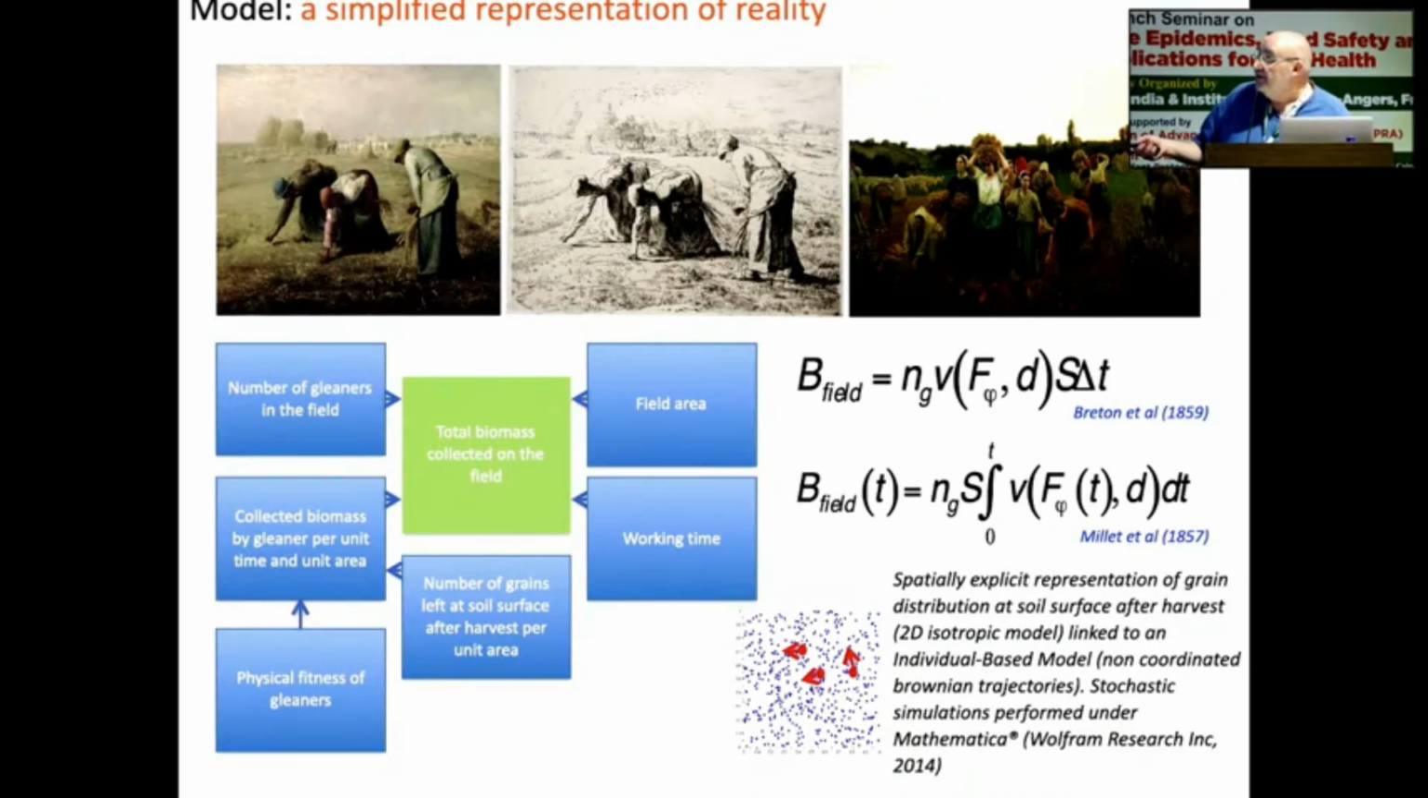And I can say that, okay, the gleaners are represented by an individual-based model, who are not coordinated and who follow a Brownian trajectory. So it's some assumption that I'm making. And then I can make some stochastic simulation using some program. So just, okay, one conceptual model, 3 different models.